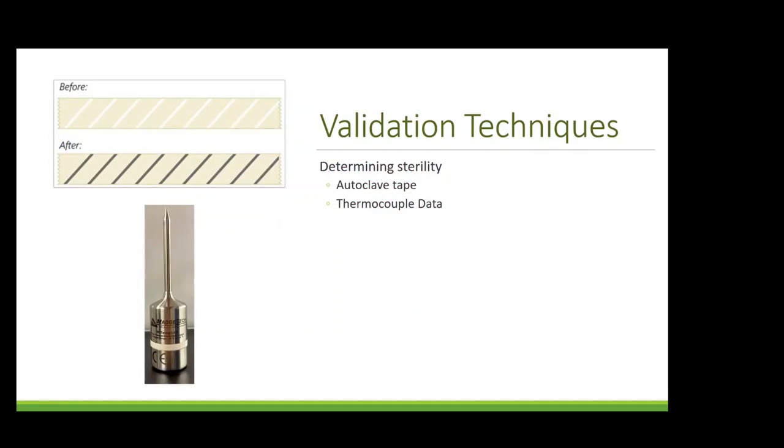Autoclave tape is a chemical indicator that changes color when exposed to heat, typically 121 degrees Celsius. Most autoclave tapes start a white or beige color and show dark brown or black diagonal stripes after a completed cycle. An example is shown on the slide.